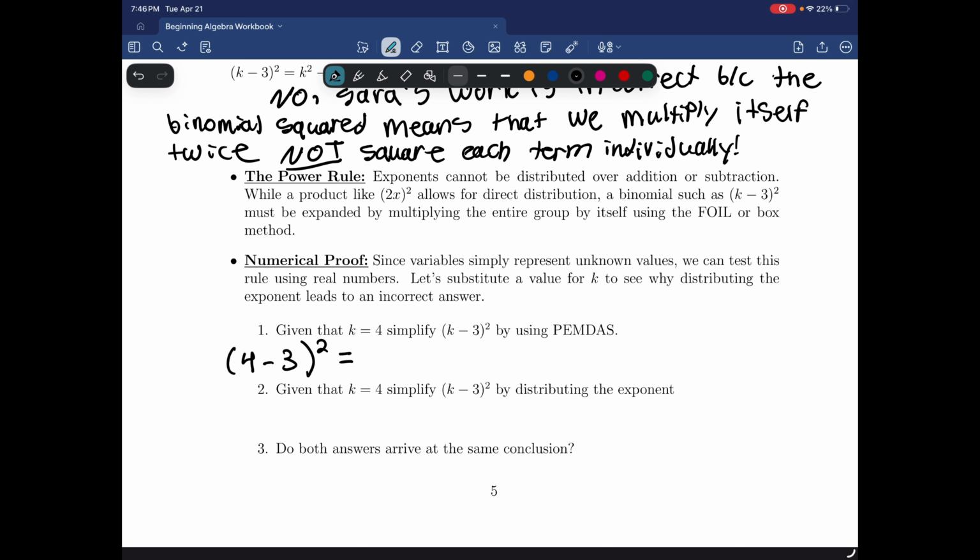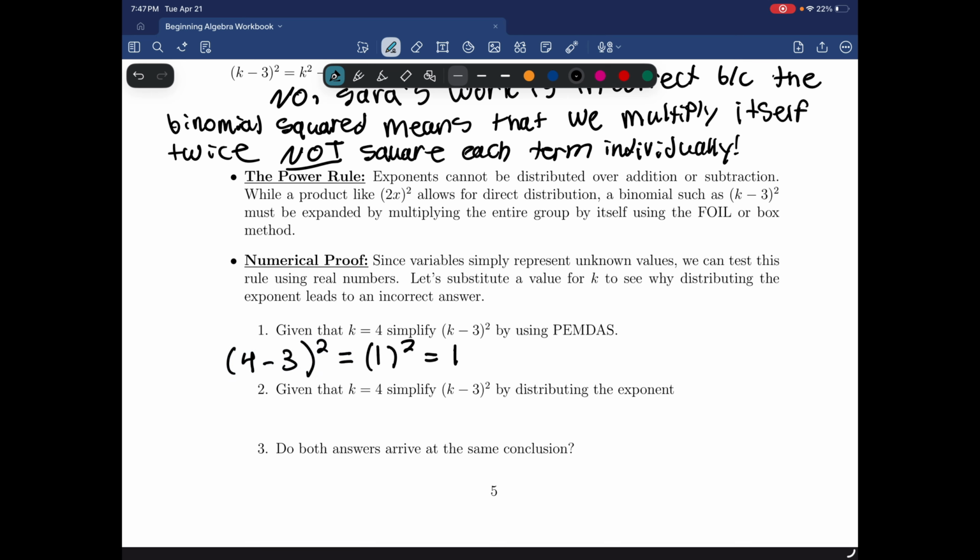And recall, using PEMDAS, we're going to first do what's in the parentheses. So we're going to do 4 minus 3 first. And 4 minus 3 is just 1. So we're going to have 1 all squared, and 1 squared is just 1.